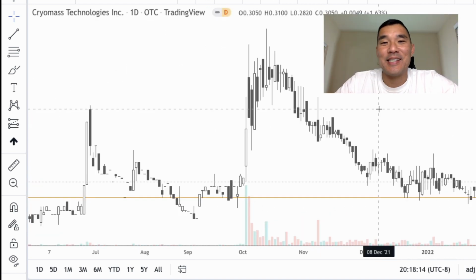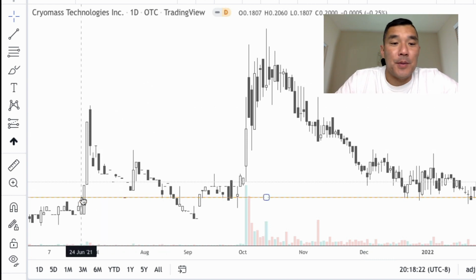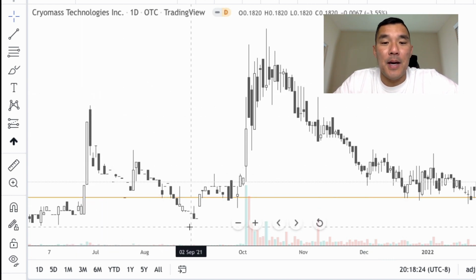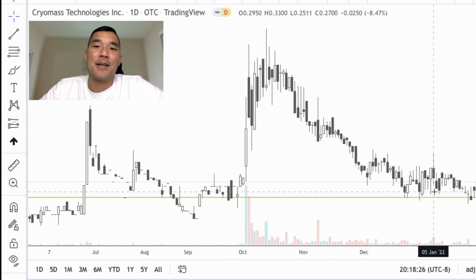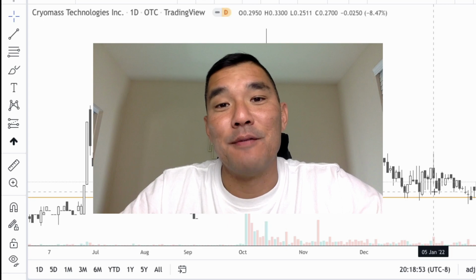And here's one last example on parabolic moves. You've got this stock Cryomass. It's a penny stock, and as you can see, it's similar to cryptos, right? You get this huge pump and it comes back, huge pump and then it comes back. So that is something to definitely look out for and could signify the end of a trend.